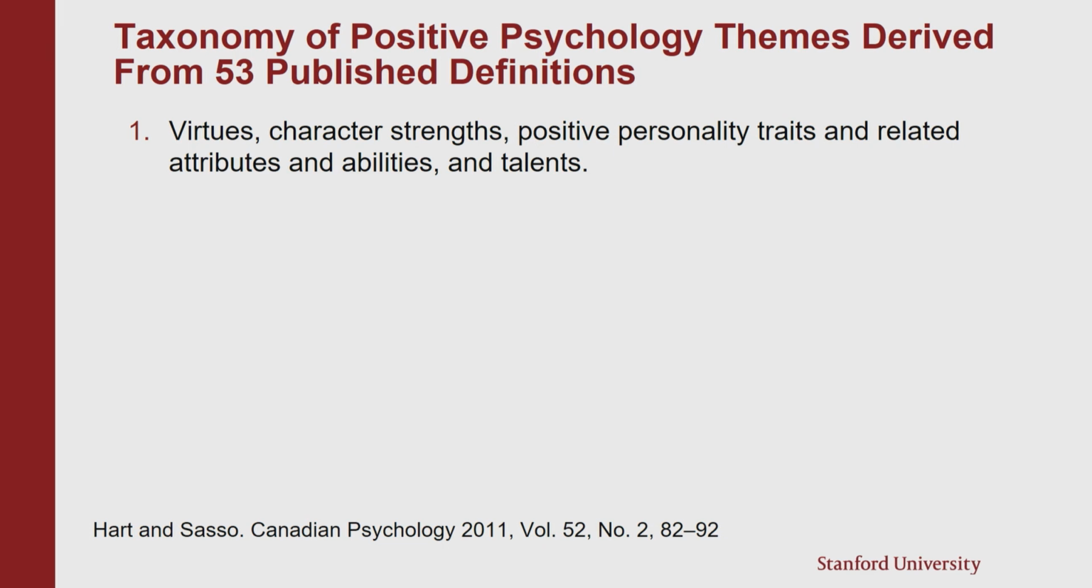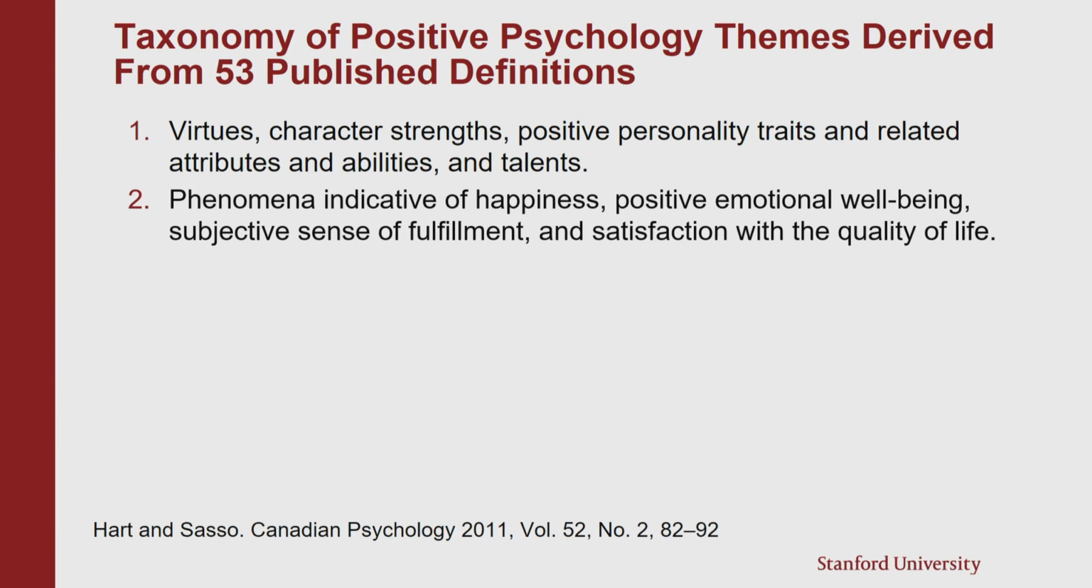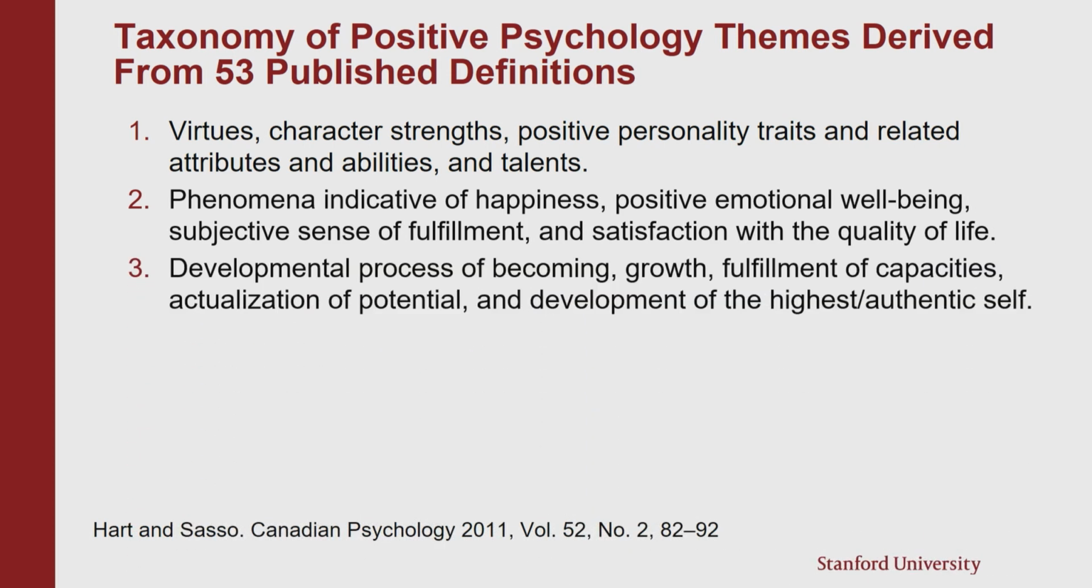And the first is virtues, character strengths, positive personality traits and related attributes and abilities and talents. The second is phenomena indicative of happiness, positive emotional well-being, subjective sense of fulfillment and satisfaction with the quality of life. And the third is more developmental, is the developmental process of becoming strong, growth, fulfillment of capacities, actualization of potential and development of the highest authentic self.